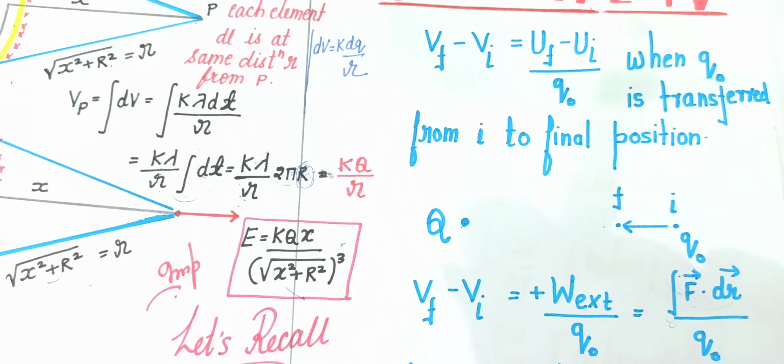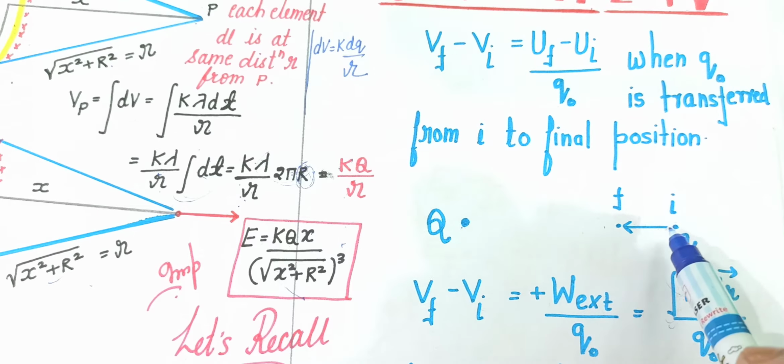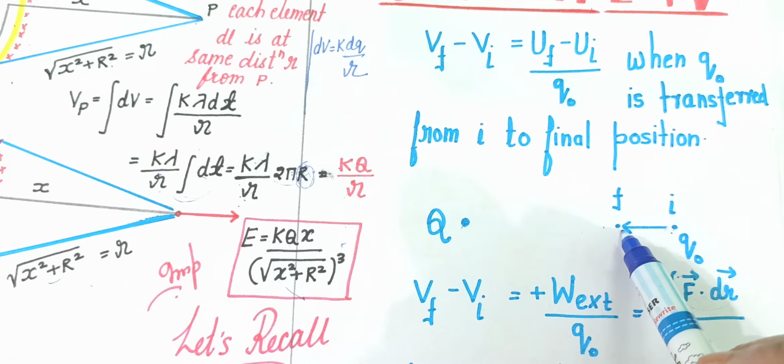Just take it in the form of a story. Mr. Q, the tiny q, wants to change his position, and he moves from this initial position to the final position, right?